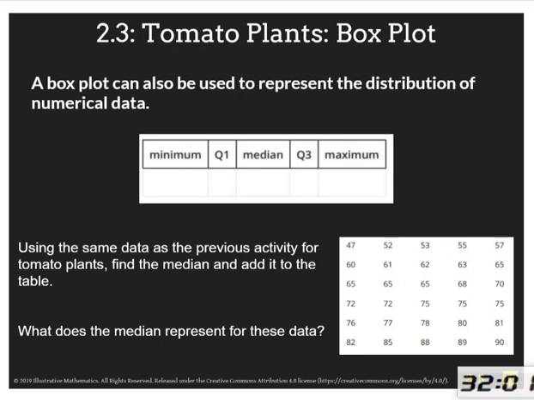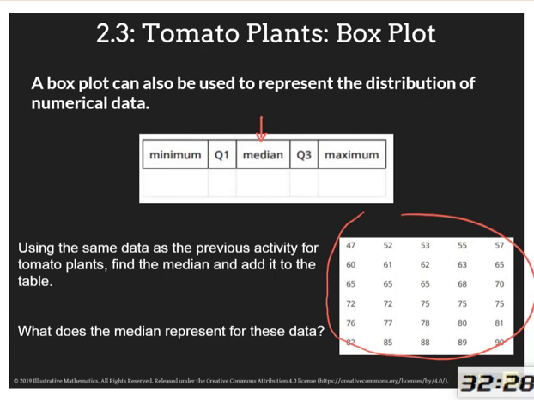All right, box plots. A box plot can also be used to represent the distribution of numerical data, using the same data as the previous activity. So right here, find the median. Another word for median would be middle, and add it to the table. So we're going to add a value right here. You've got 30 values, so the median should be in between 15 and 16.